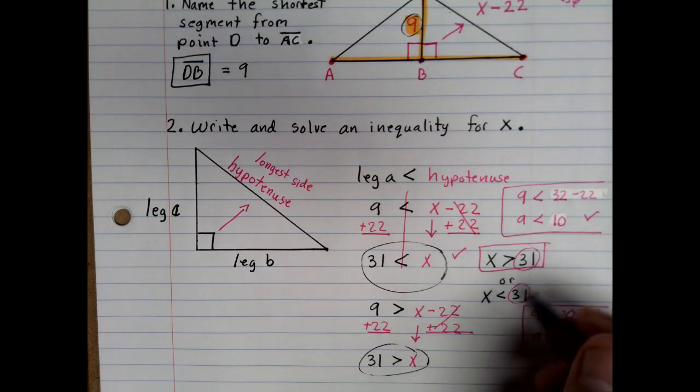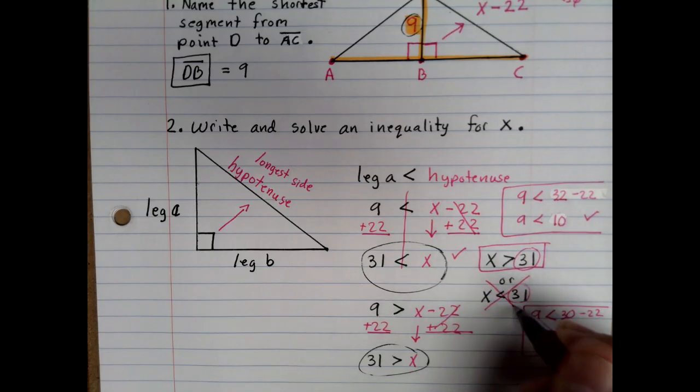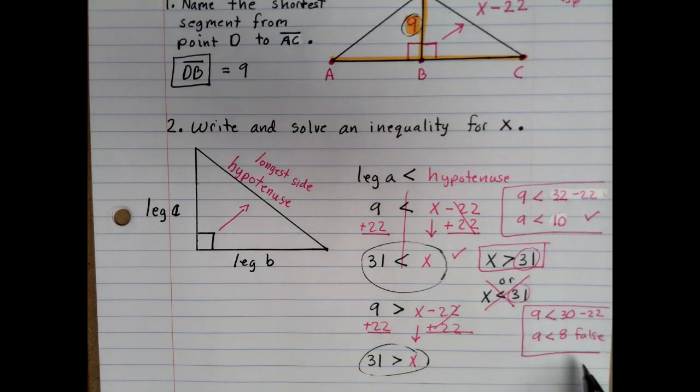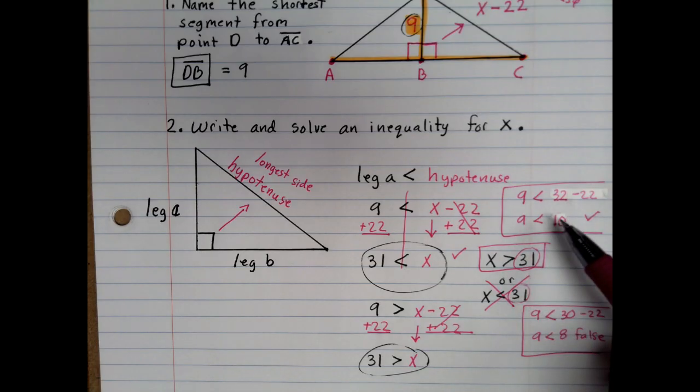So we know for sure we're not going to use the one that says x can be less than 31, because then we have a situation where the hypotenuse is actually shorter than the leg, and we can't do that. The hypotenuse is the longest side of the triangle, and therefore we have to use the answer that makes sense.